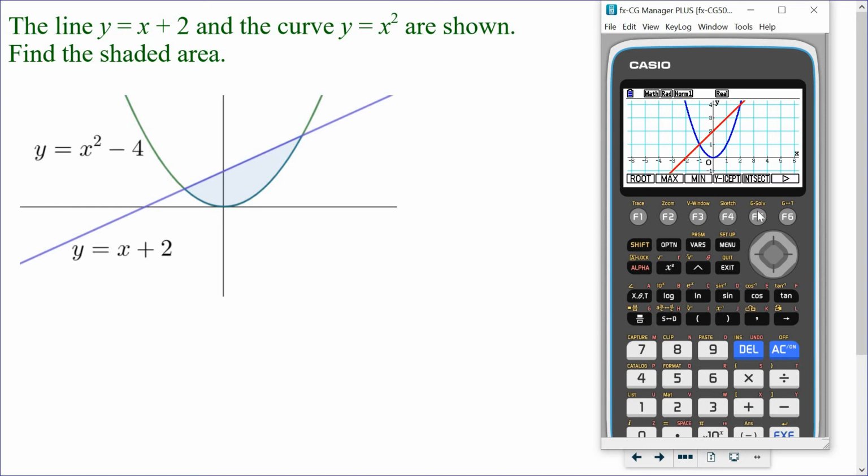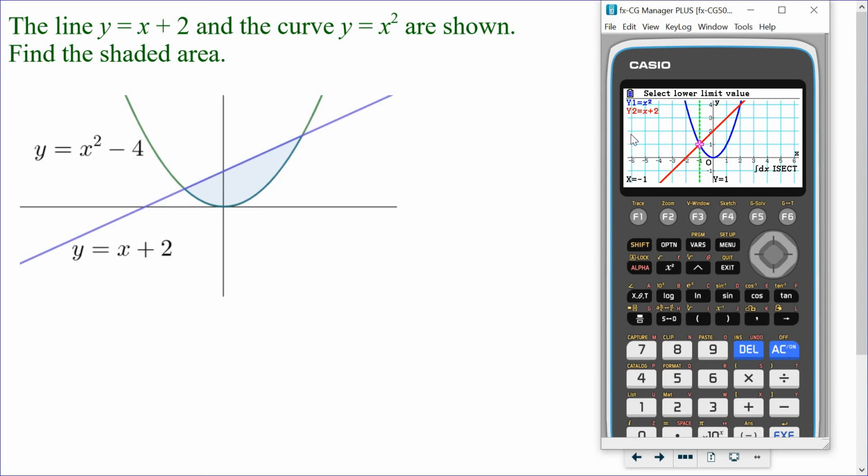So I would really want to do the x plus 2 take away the x squared area. So we do G-solve, F6, integrate, and this time intersect. Okay, for intersect. Right, I want to start with the x plus 2 one. So I think it'll just do the order that they're given in. So it's going to do x squared, take away the x plus 2. But that doesn't matter. It'll just give us the negative of the area.